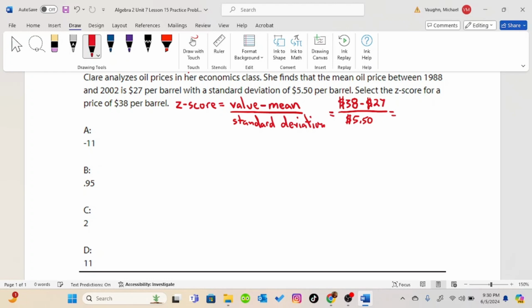$38 minus $27 is $11. And $11 divided by $5.50 is a z-score of 2. This matches answer C, 2. If you have any questions about how to calculate a z-score, please ask for clarification now before we move on to the next practice problem.